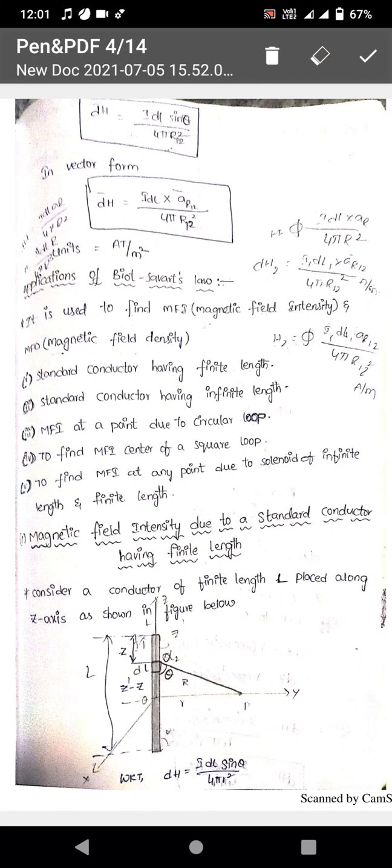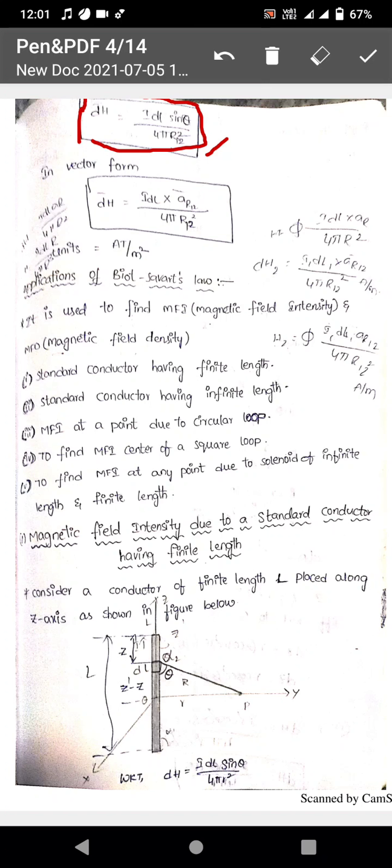Therefore, we can write dH bar, that is the magnetic field intensity, dH bar is equal to IDL sine theta by 4 pi R12 square, because K we can write as 1 by 4 pi. IDL sine theta by 4 pi R12 square is the formula to calculate magnetic field intensity at any point P.